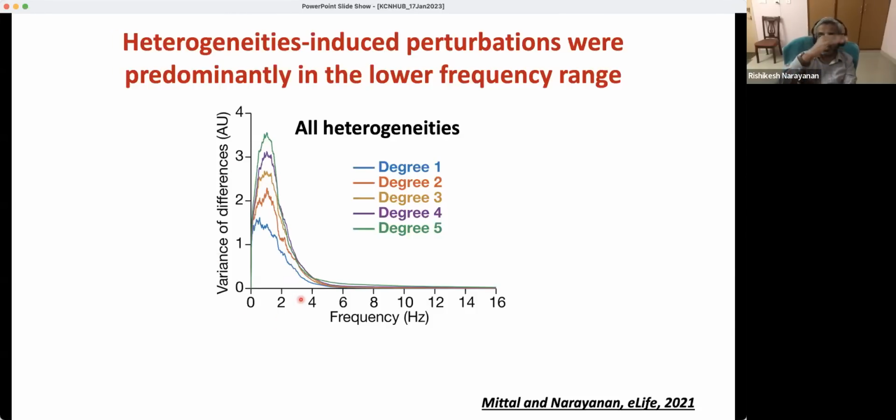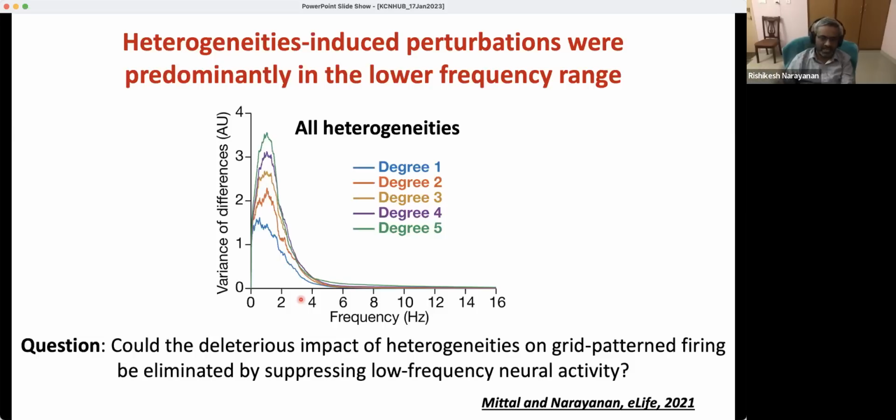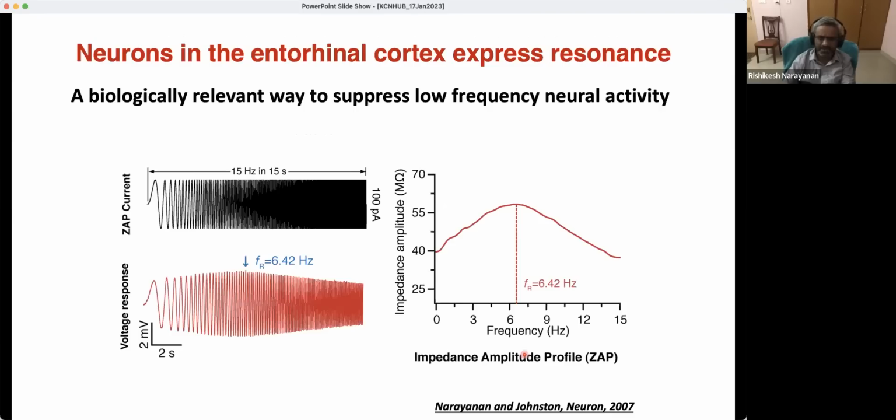So the question was, if we now suppress these lower frequency perturbations, which are consequent to the introduction of heterogeneities, would we be able to get back grid pattern firing? That's the fundamental question that he asked. And it turns out there's a very good way by which we could suppress lower frequency inputs in a very biologically relevant manner. There are these ion channels called resonating conductances, or phenomenological inductances, or pacemaker channels. The HCN is one example of that. The M-type potassium is another.